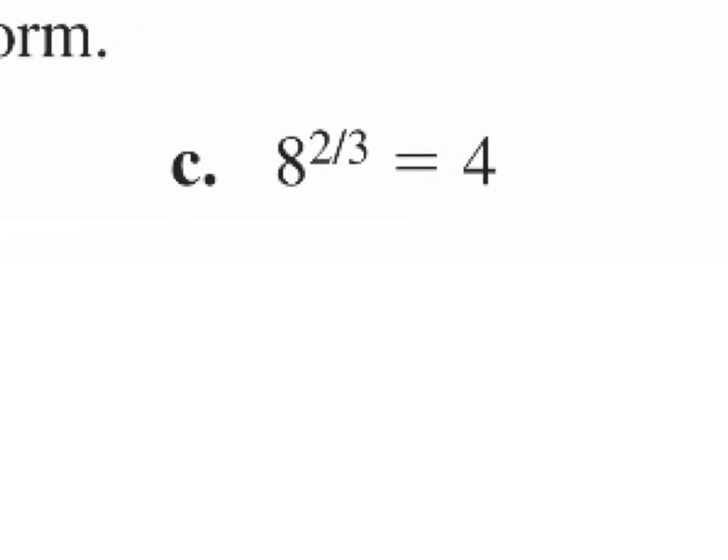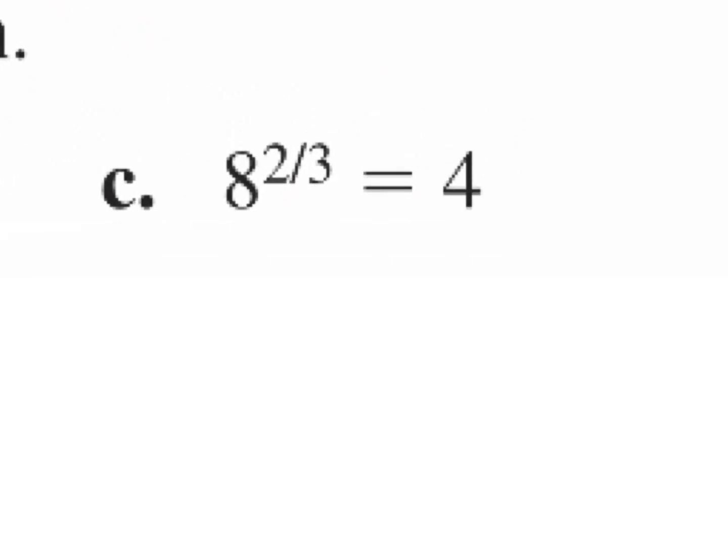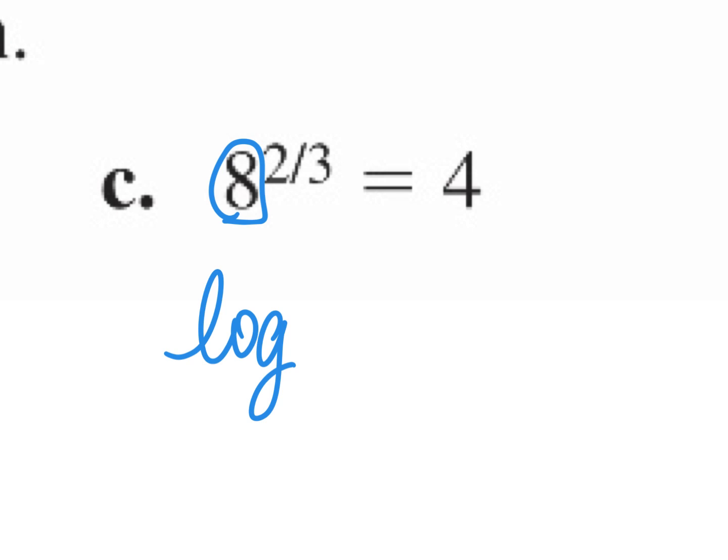Let's look at C. Oh, geez. Don't freak out. What form are we in? What are we starting in? Exponential, and I want to go to log. So the first thing I'm going to do is write the word log. What does this big 8 become? Little 8, good. And then what happens with 2/3 and our 4? So log base 8 of 4 equals 2/3.